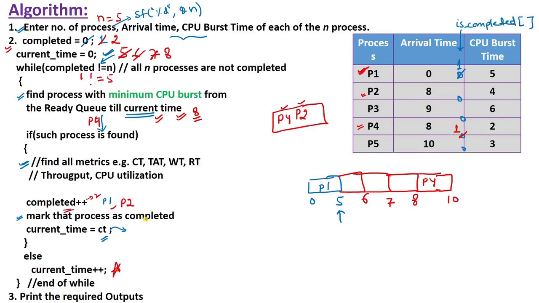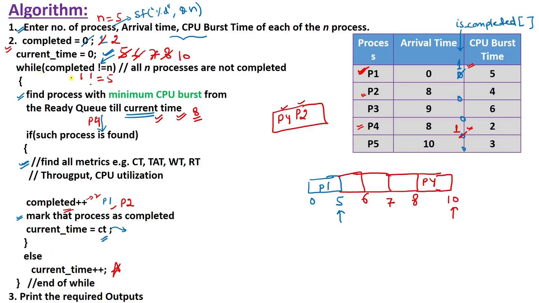So I think now you have understood why we are marking the process as completed, so that in the next iteration that process should not be selected, because that process is already completed, right? So that's why we have to keep track of the completed processes by using this another array. Now the current time is 10, so we have to update this current time. The completion time of this P4 is 10, so the current time is 10, right?